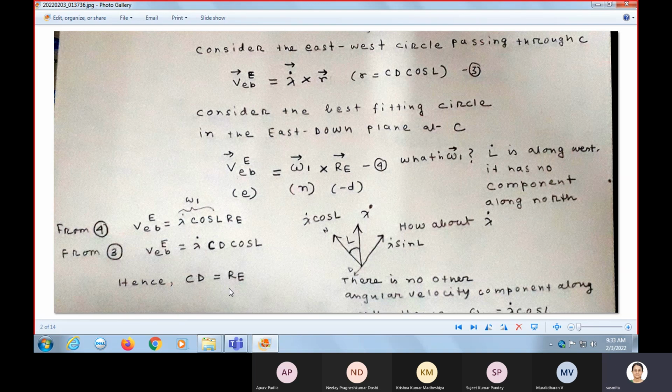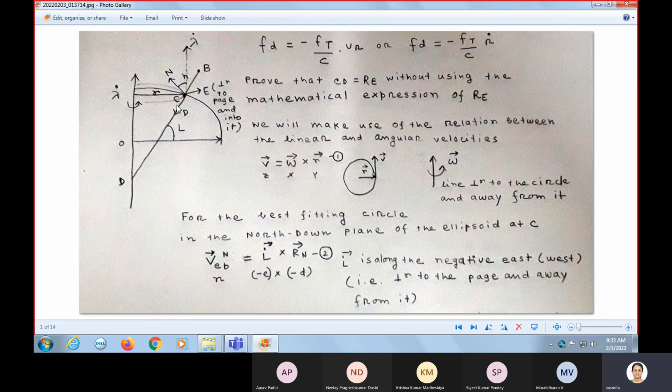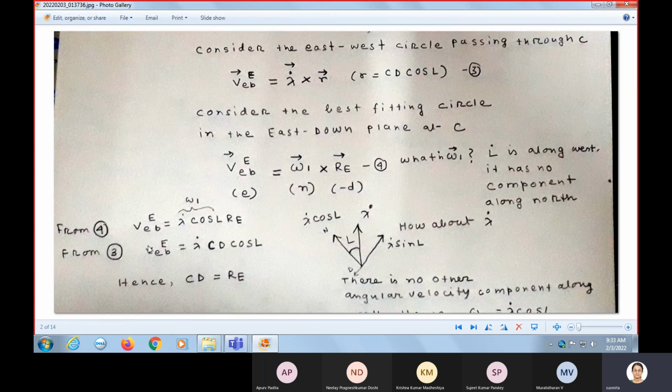Therefore, that length is actually the transverse radius of curvature. This is clear to everyone? How could we justify that CD is equal to RE?